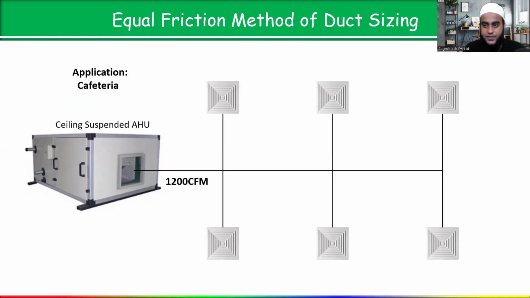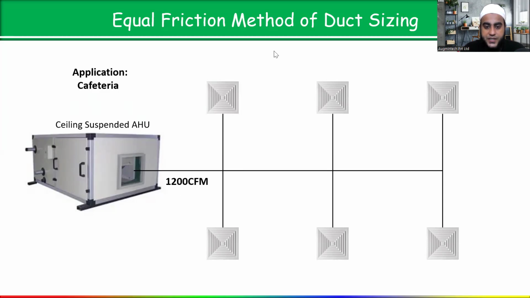Equal friction method. In the equal friction method, as I told you, at every 100 feet of duct length, we have to keep the friction value constant. So total CFM is 1200. Now we have to size the duct for 1200 CFM.